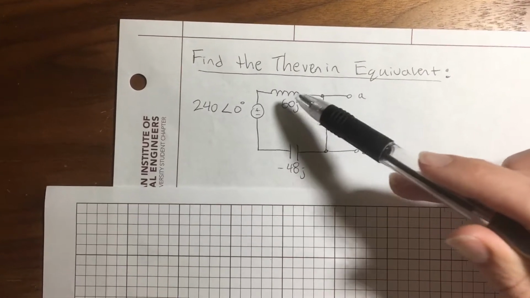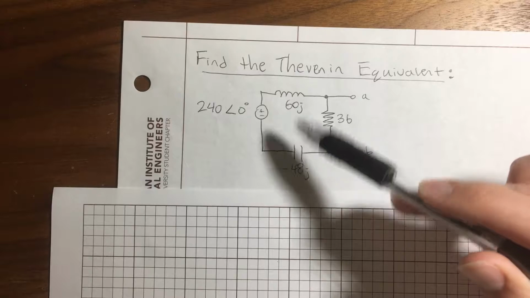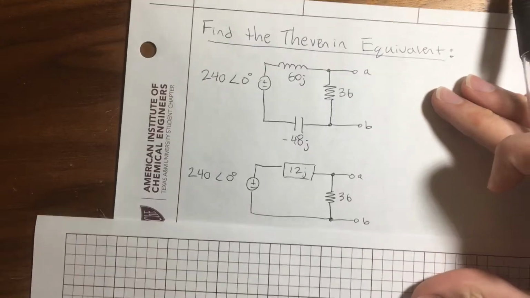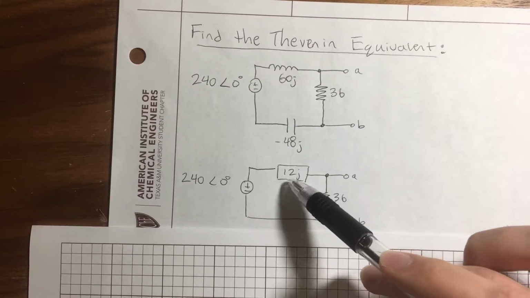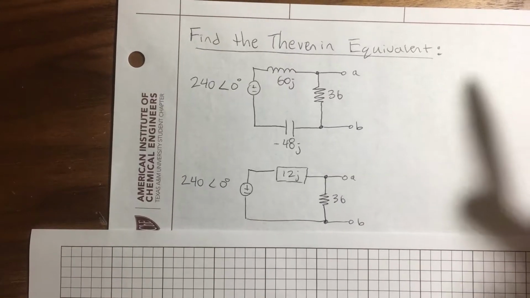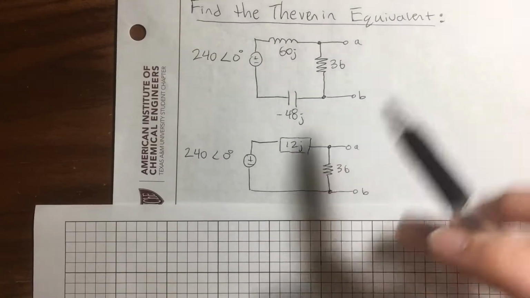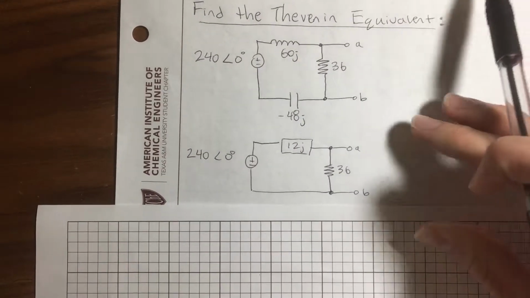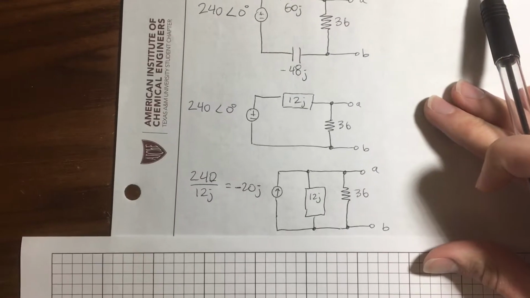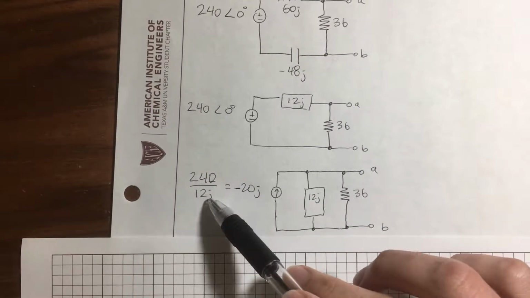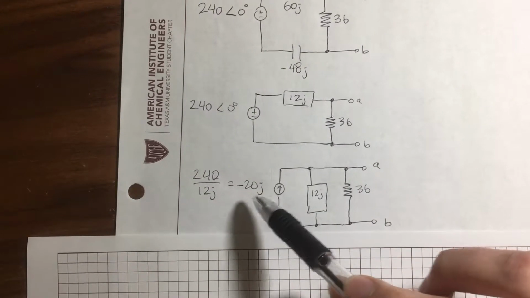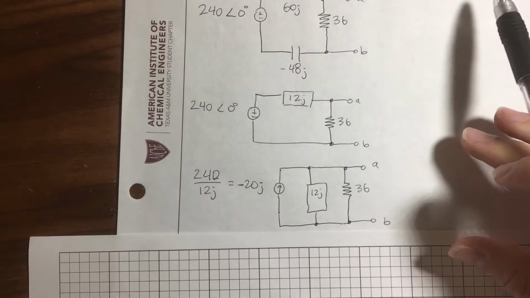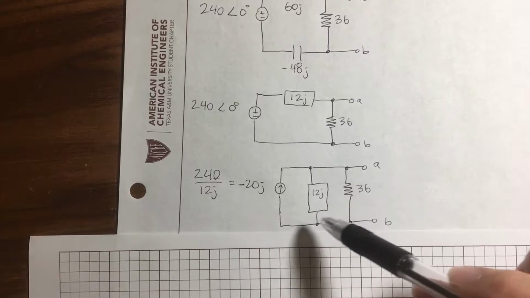So you'll notice at first that we have this inductor and this capacitor, that they are in series. So we can do a series combination, and you'll see that 60j minus 48j is 12j. So we can replace these two with an equivalent black box impedance of 12j. And then you can notice that we can do source transformation here, and we can take this to a current source in parallel with that impedance. So you'll see that we get 240 divided by 12j, Ohm's law, is equal to negative 20j, and that's our current source.